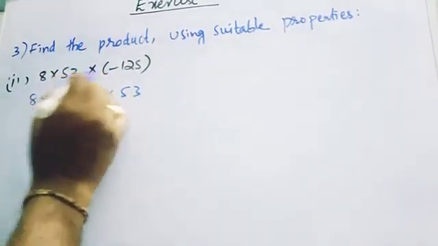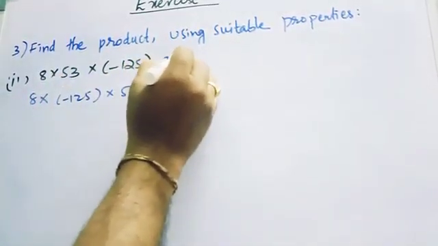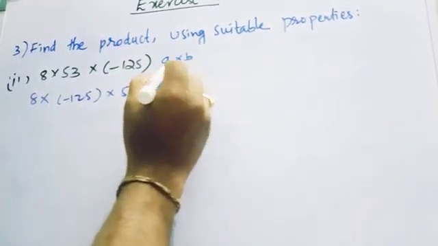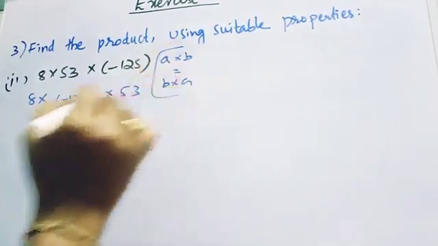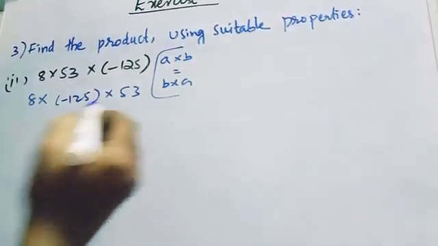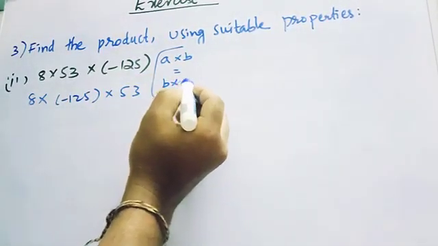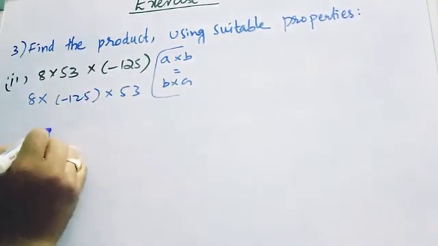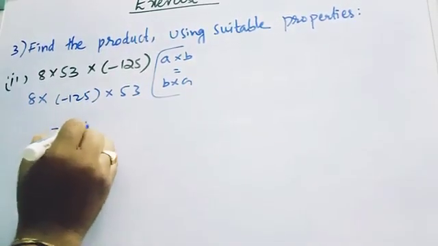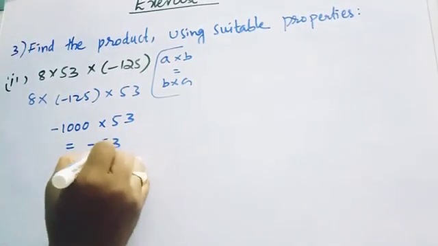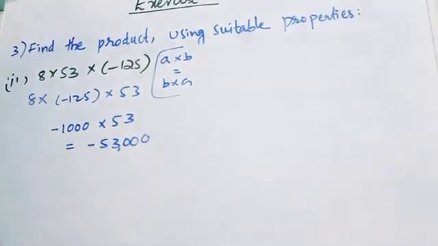So what is the property here indicating? Here I just changed the order. So a into b is always equal to b into a. So this is the commutative property for multiplication. If we are changing the order, there is no change in the answer. So 8 into minus 125 is equal to minus 1000 into 53. So you will get minus 53,000. So by using the properties, we can simplify the product easily.